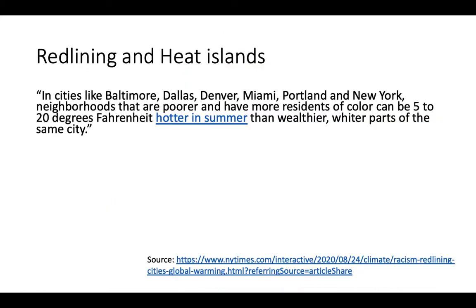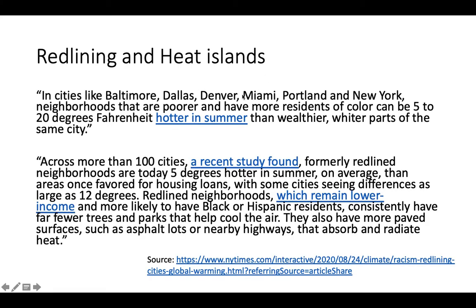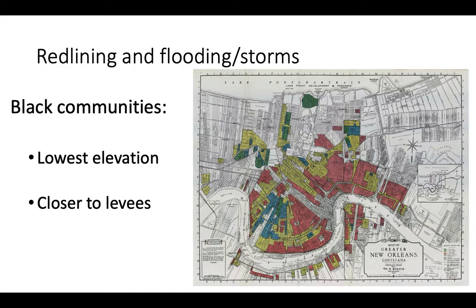So this is from that same article. In cities like Baltimore, Dallas, Denver, Miami, Portland, and New York, neighborhoods that are poor and have more residents of color can be 5 to 20 degrees hotter in the summer than wealthier, whiter parts of the same city. And across more than 100 cities, a recent study found formerly red-line neighborhoods are today 5 degrees hotter in summer on average than areas once favored for housing loans, with some cities seeing differences as large as 12 degrees. So red-line neighborhoods are suffering disproportionately because of cycles of intergenerational poverty and disenfranchisement from these federal laws.